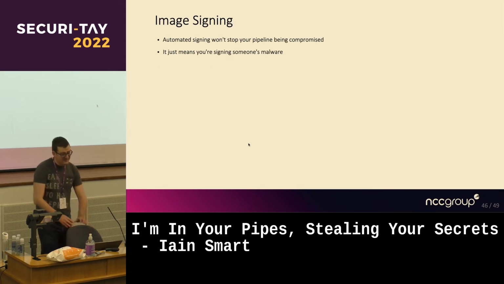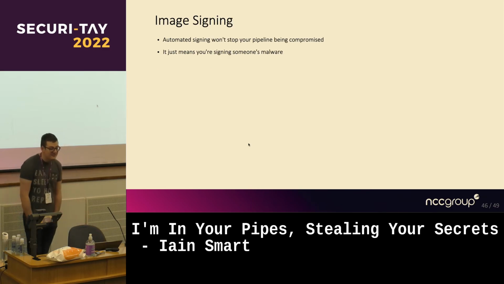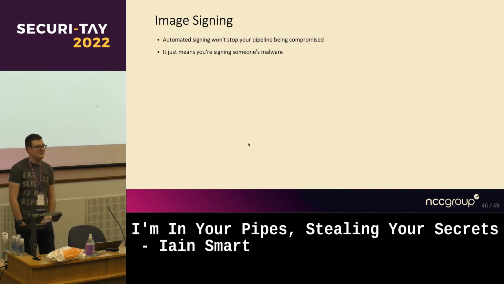And this is a quick one. This isn't really for defending your pipelines. Image signing is something that's getting spoken about an awful lot. Cosign seems to be being used everywhere. I love the idea of being able to sign all of your dependencies. But if I've compromised your pipeline that automatically signs things, you've just signed my malware for me.